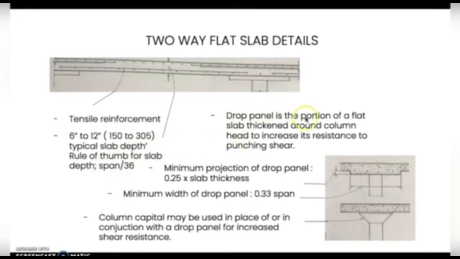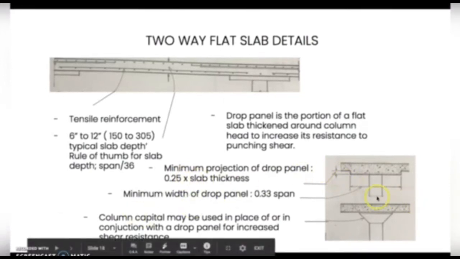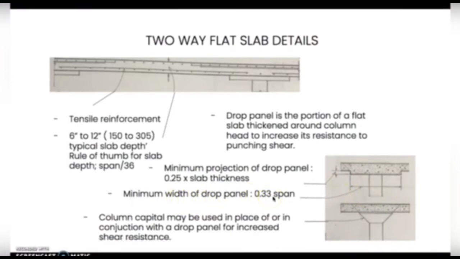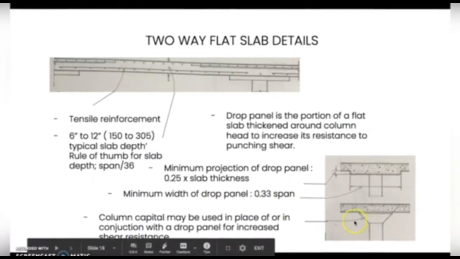The drop panel is the portion of a flat slab thickened around the column to increase its resistance to punching shear. We can see here the minimum projection of the drop panel is 0.25 times slab thickness. For this one, the minimum width of the drop panel is 0.33 of the span. And here, the column capital may be used in place of or in conjunction with a drop panel for increased shear resistance.